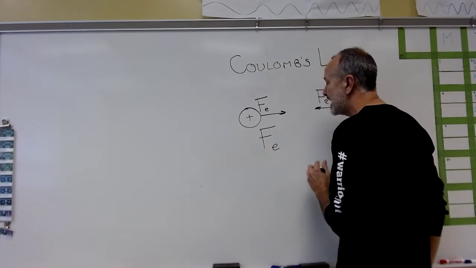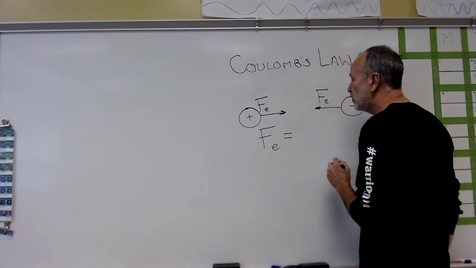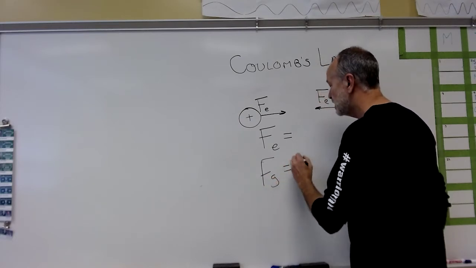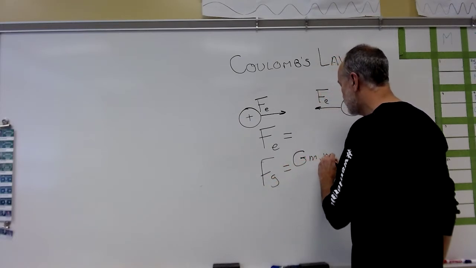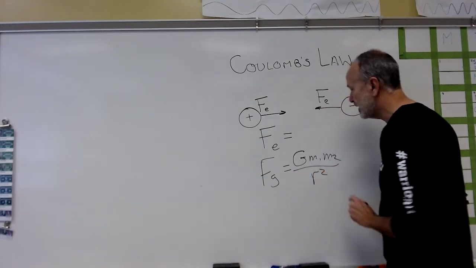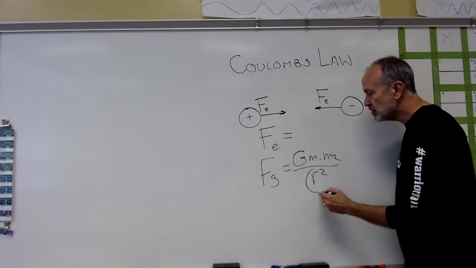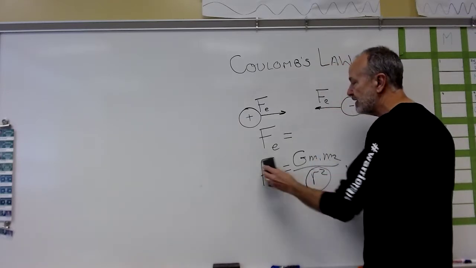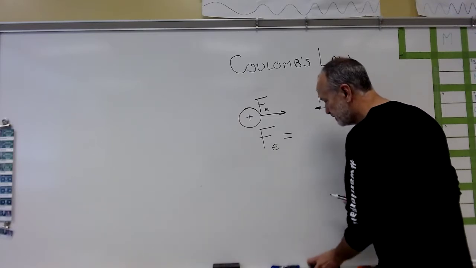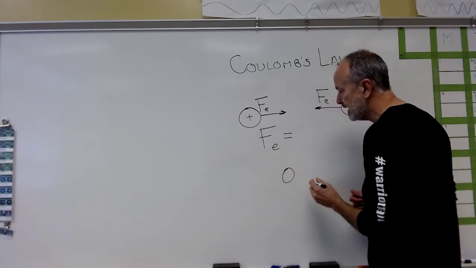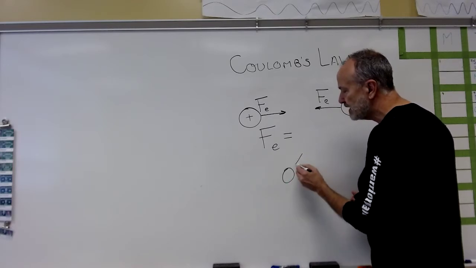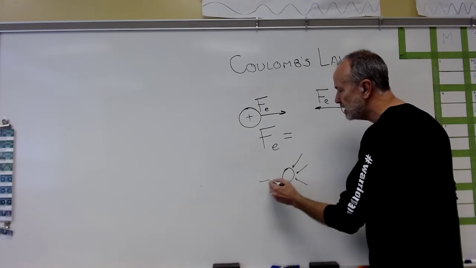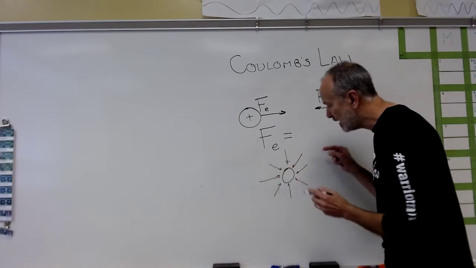We call it the electrostatic force, and it's equal to, think of the gravitational force. Gravitational force is capital G, m1, m2 over r squared. Well, this r squared has to do with the fact that if we think of a field, a gravitational field, let's say that's a planet, the gravitational field is always in towards the planet. So if I put a mass in that field, it would be attracted.